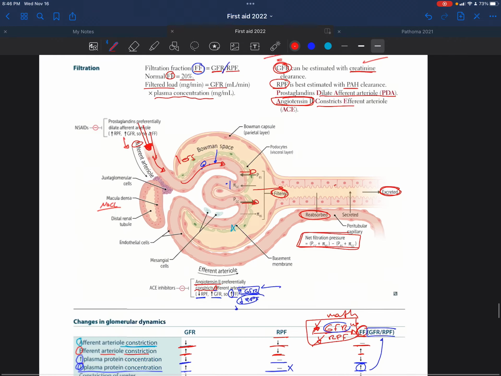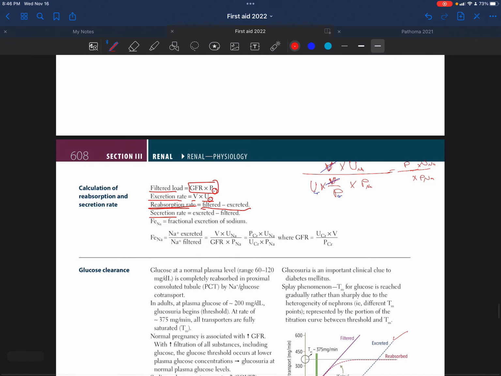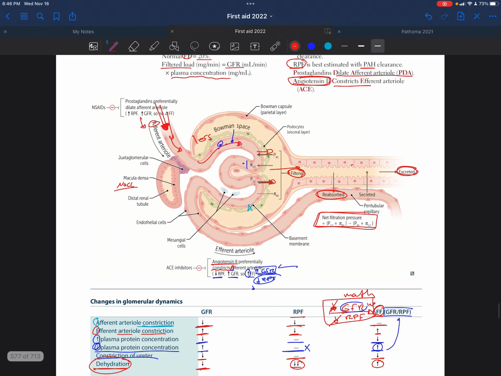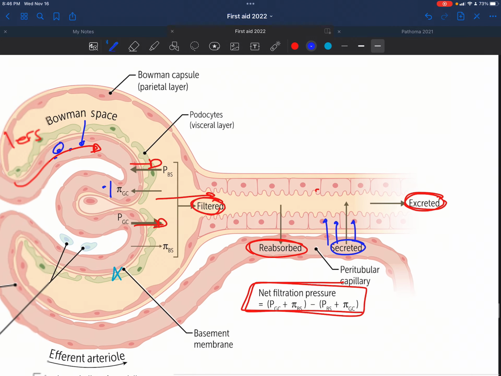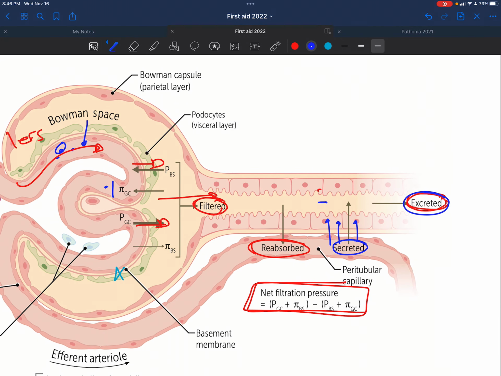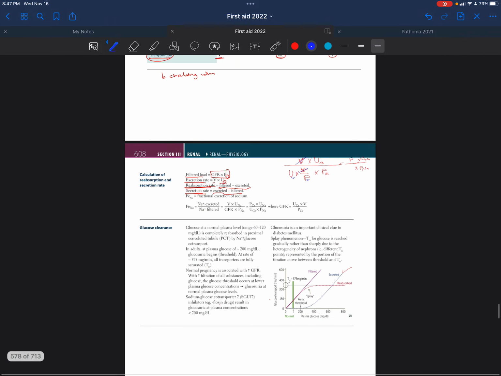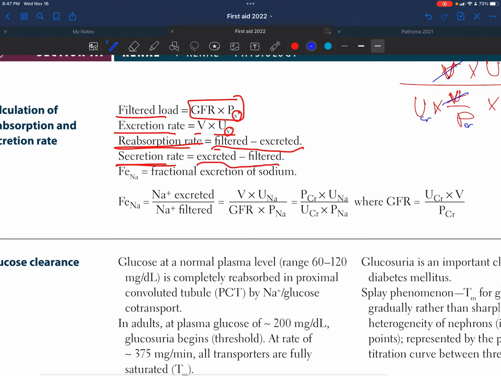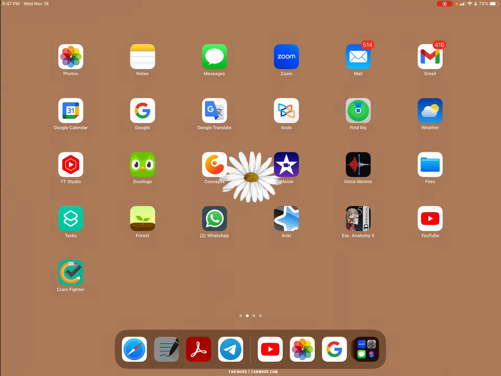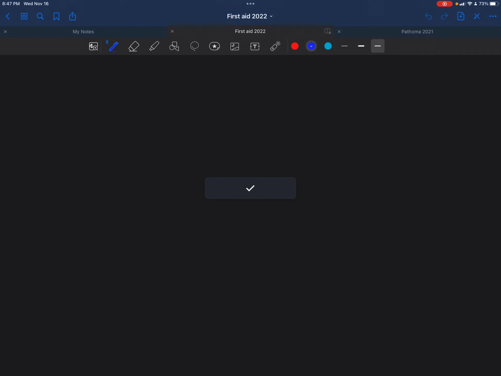So the difference is the amount of reabsorption, and the amount of secretion is basically the excreted minus the filtered. So it's totally the opposite, because this is secretion. This is the amount of stuff we are secreting into the urine. So it equals the excreted material minus the filtered material, and that tells us how much we have secreted. So now what we're going to do is only replace the equations that we know. So if we're talking about sodium, okay.